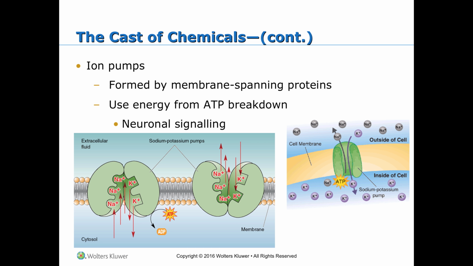Another type of protein is a pump, and this is formed by membrane-spanning proteins. Now, what's different between a regular channel protein and a pump is what we'll talk about in a little bit when we talk about concentration gradients. If we have things that go against their concentration gradient, you need energy from ATP. ATP is produced in the mitochondria, and this is cellular energy. In neuronal signaling, we need these ion pumps to be able to take sodium and potassium against their concentration gradient.